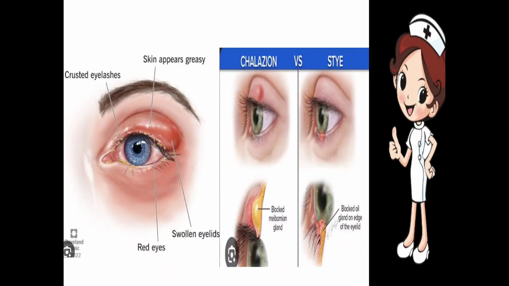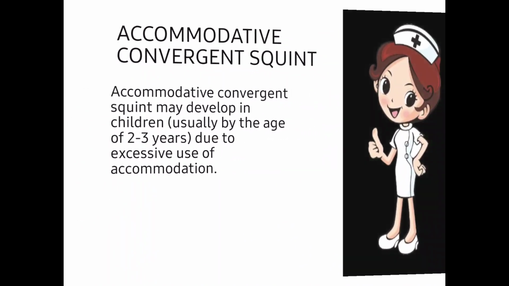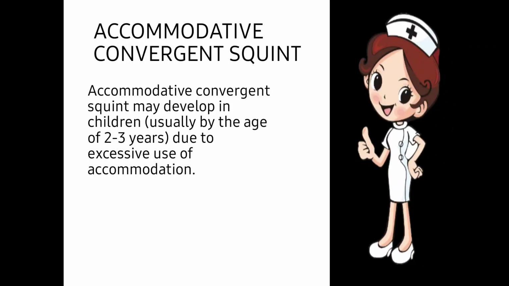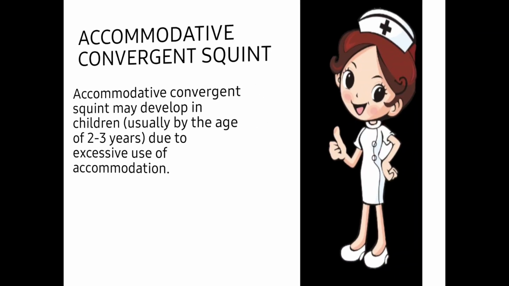Okay, let's move to the next one, accommodative convergent squint. Now squint can also develop. Accommodative convergent squint may develop in children. It develops in children at the age of 2 to 3 years due to excessive use of accommodation. Because the children are not able to see anything clearly, they will start accommodating. Due to over accommodation, accommodative convergent squint may develop.